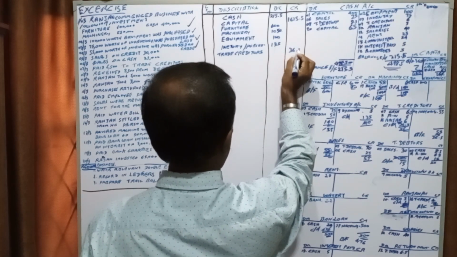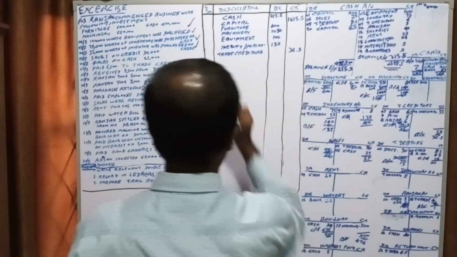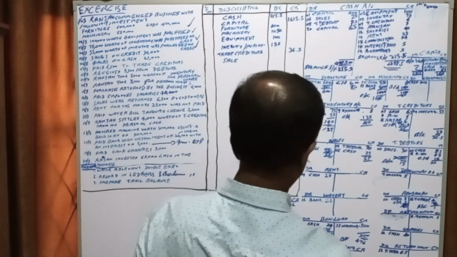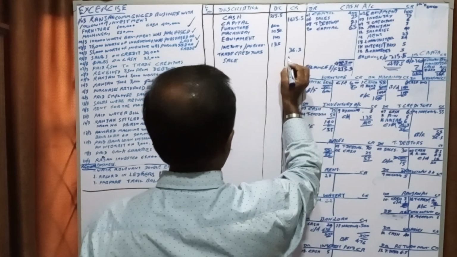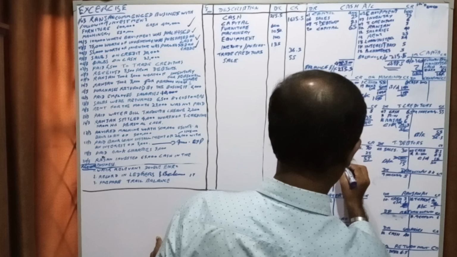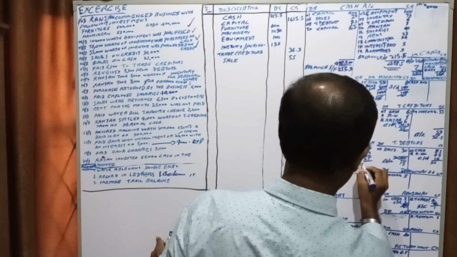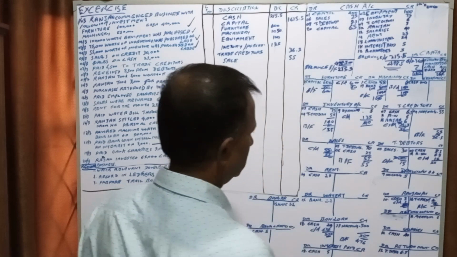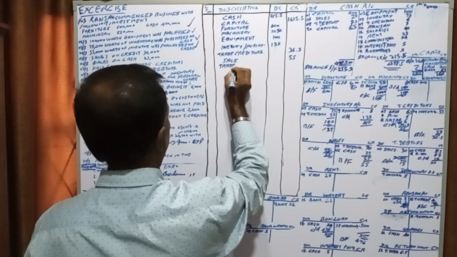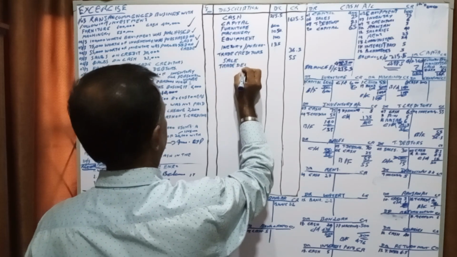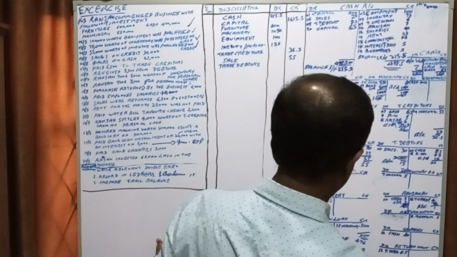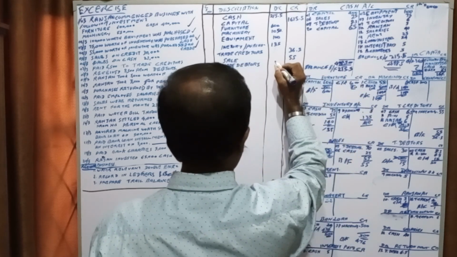$36,500 credit balance. 36,000, sales. $55,000 credit balance. Trade debtors. Trade debtors is 15,000.